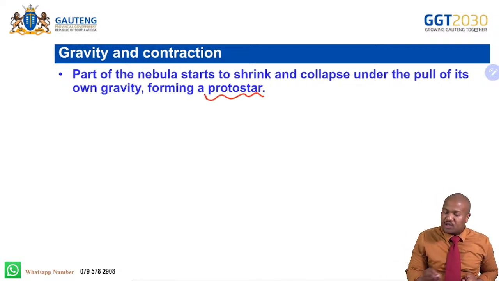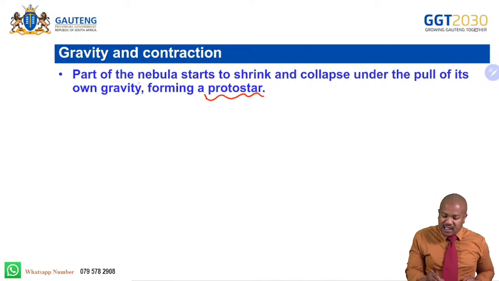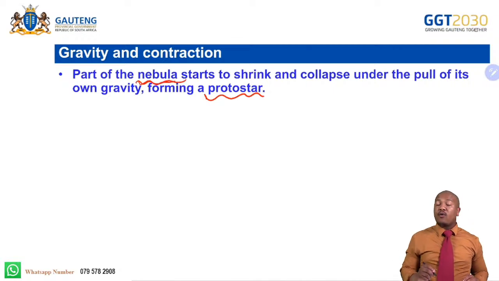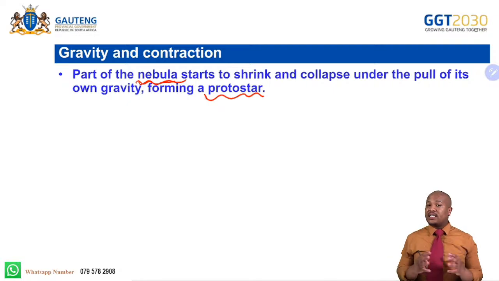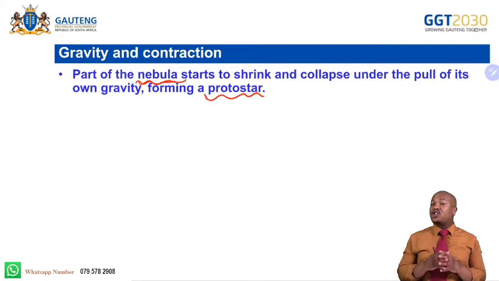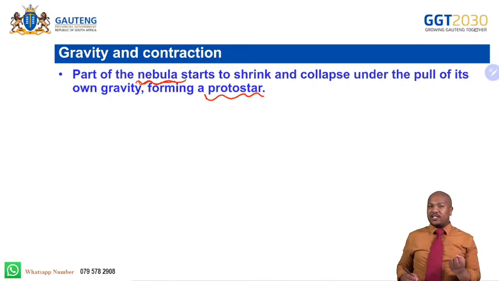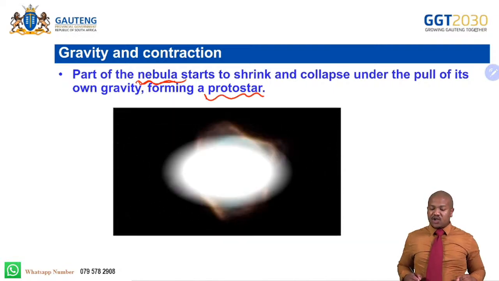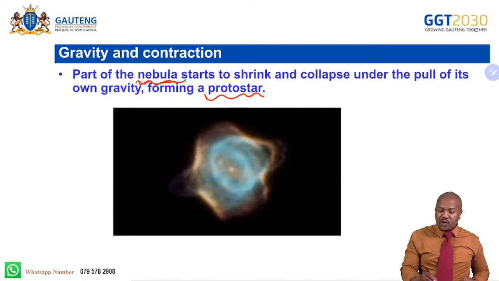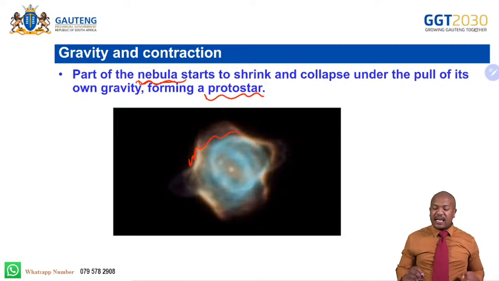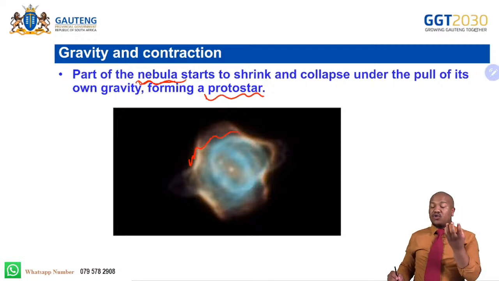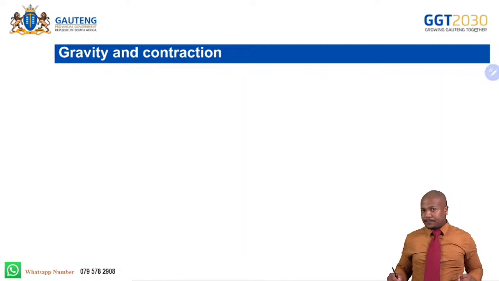A protostar. Remember, the nebula is the group of what? Of gas particles and dust, that collection of gas particles and dust. So as it is governed by gravity, it starts to shrink and collapse under its own pull of gravity to form a protostar. This is a picture of the nebula contracting, shrinking, and collapsing under its own pull of gravity.